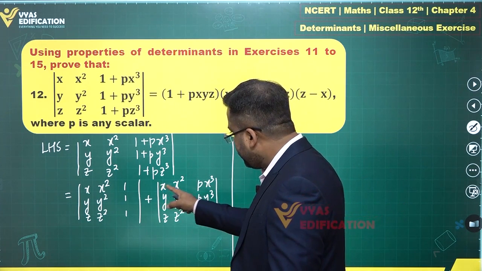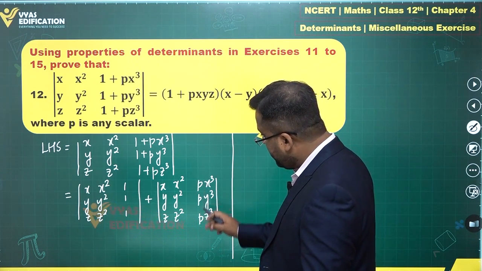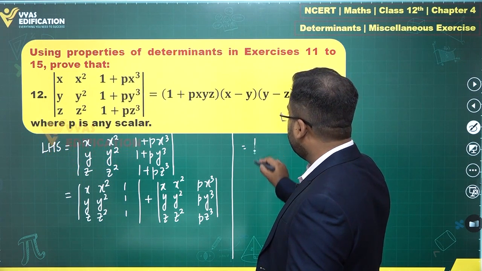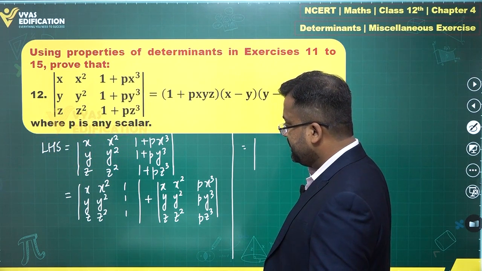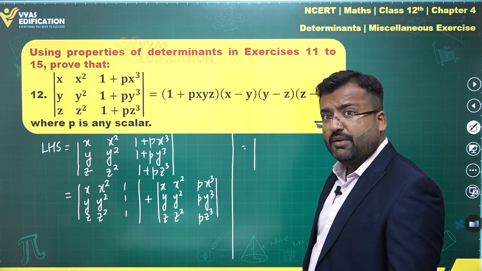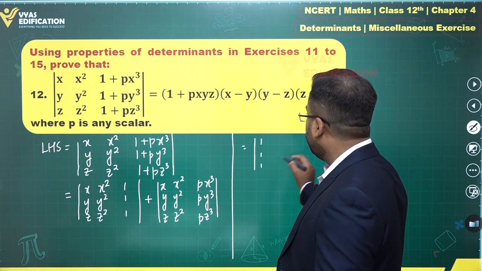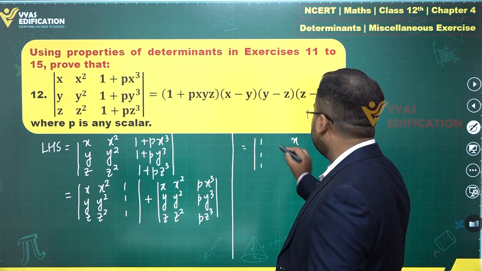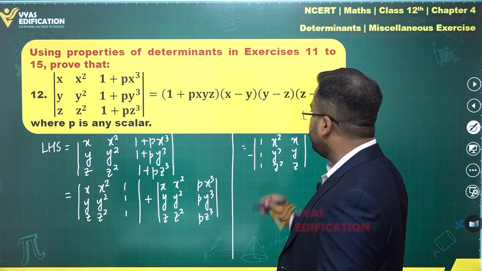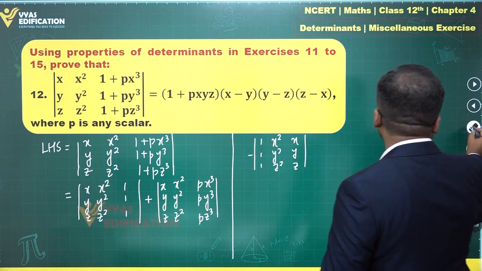Can I take out x common from here, y common from here, and z common from here? Not only that, can I take out a p common from here? Yes, I can do that. So this becomes, observe, can I interchange the first column and the third column as well? Why do I want to do that? Because I want to create a 1 over there. Okay, 1, and this will become x, y, z. This will remain x square, y square, z square. Interchanging two columns will introduce an extra minus sign over here. Yes, this is what I get. So this becomes equal to this.